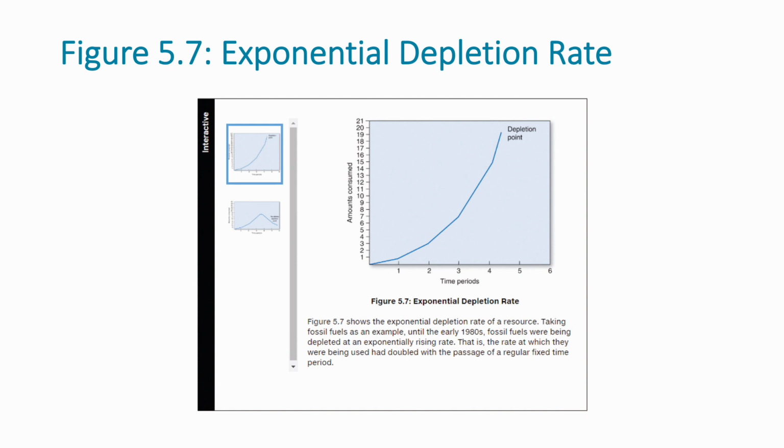So there are two different types of depletion. One is exponential and the other one is peaked. An exponential depletion rate basically means that things will deplete faster and faster and faster and faster. But as many experts point out, it can't ever deplete entirely because eventually we stop mining it.